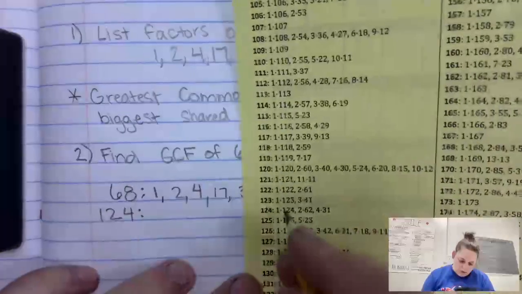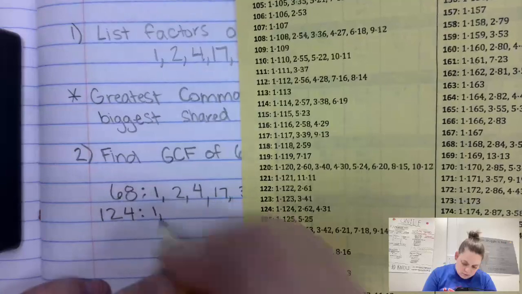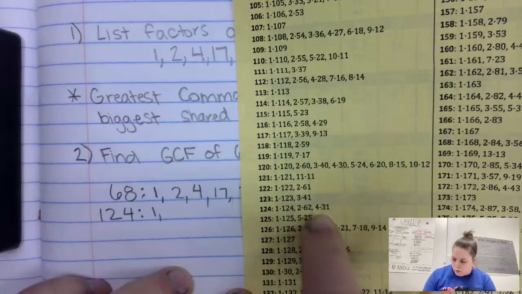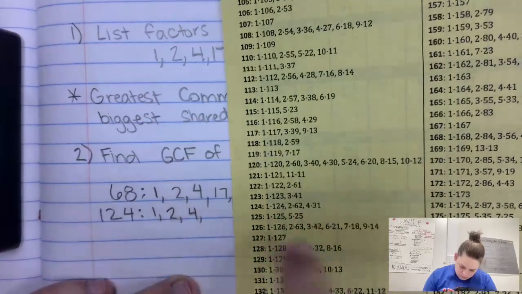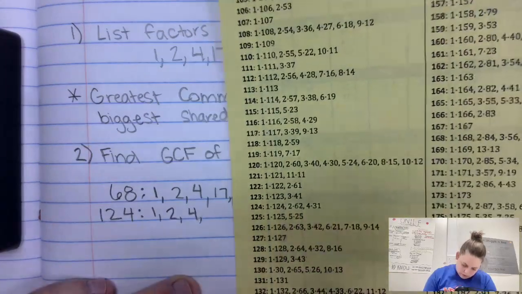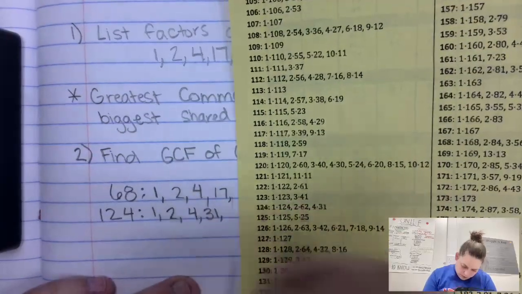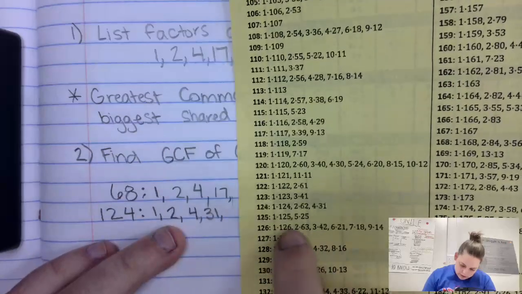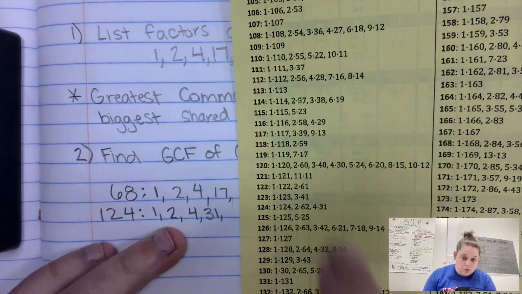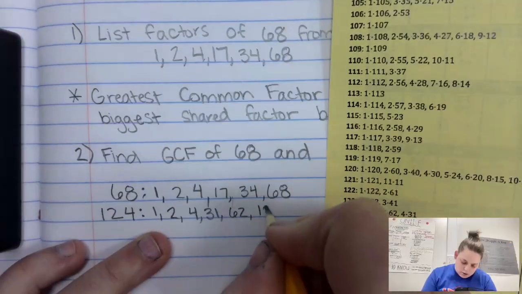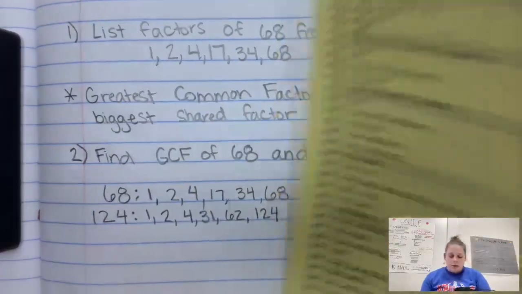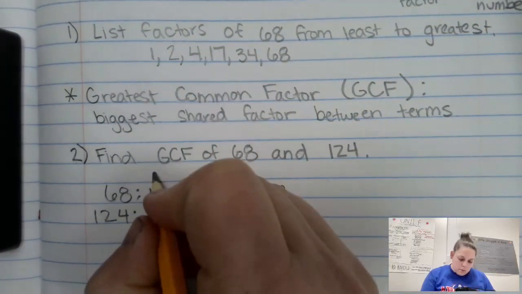So it was 1, 2, 4, 4 and 31, and then I work my way back out. So 2 and 62, and then 1 and 124. Okay, so these are the factors.